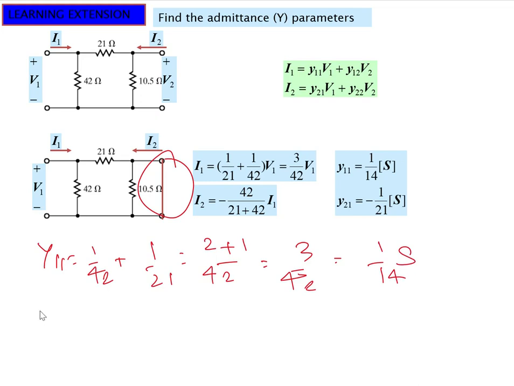Next we can also find Y22 by making this thing short circuit. So Y22 would be equal to 1 over 10.5 plus 1 over 21. Solve that and you will get your answer. After that, the important step about this is that we calculate the branch currents in terms of the total current. For that, let's go to the next slide.